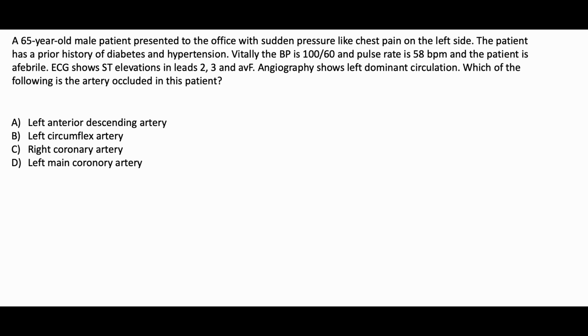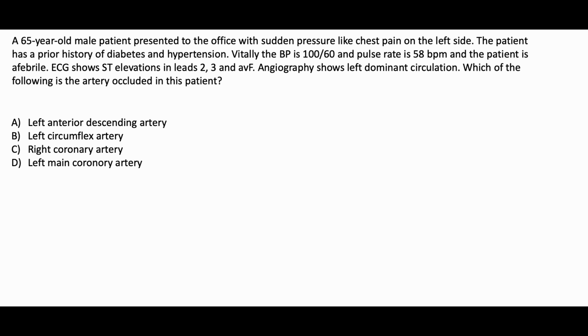ECG shows ST elevations in leads 2, 3, and aVF. That's the inferior leads, so this is inferior wall MI. Remember, for MI you need two contiguous leads with ST elevations. So this is ST elevations in 3 leads, 2, 3, and aVF, which looks at the inferior wall of the heart. Angiography shows left dominant circulation. Which of the following is the artery occluded in this patient?